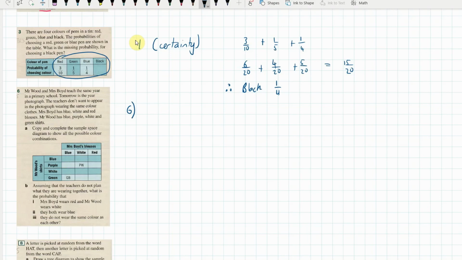So we're going to go blue here, so BB, and then we're going to go blue W here, and then we're going to go blue red here.